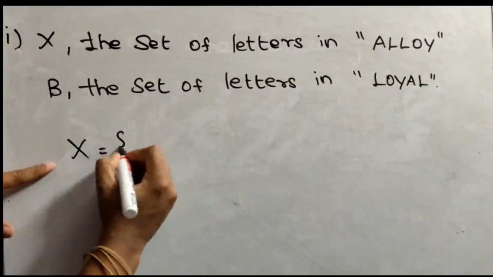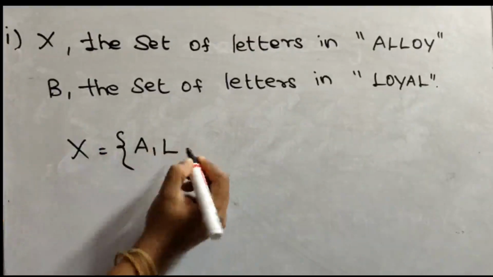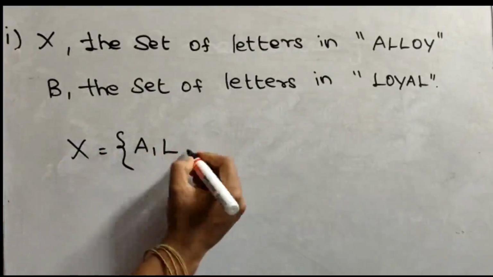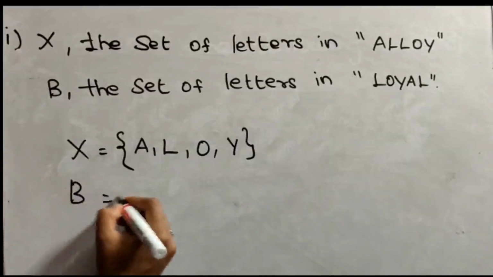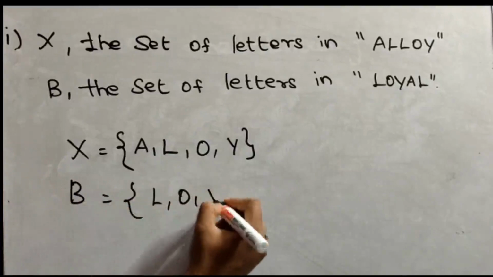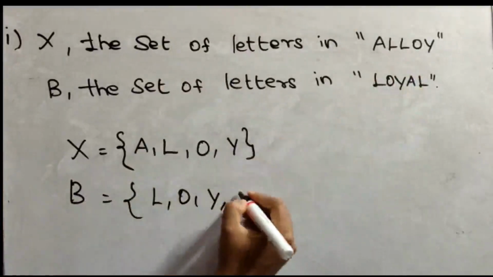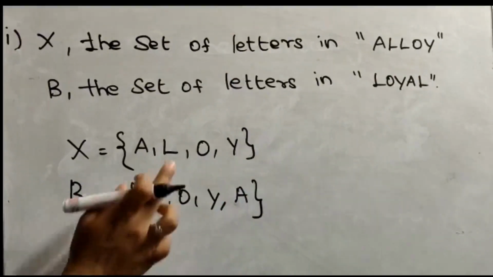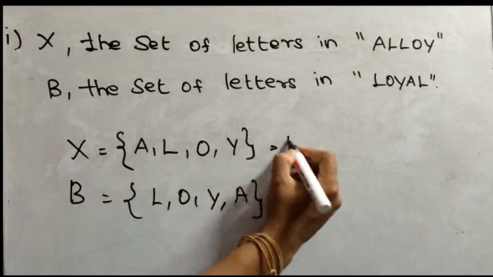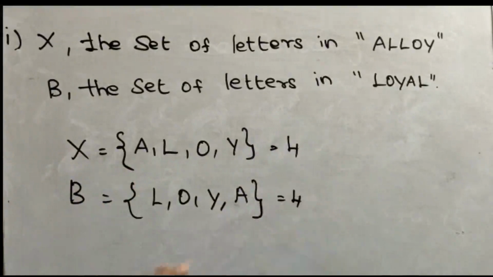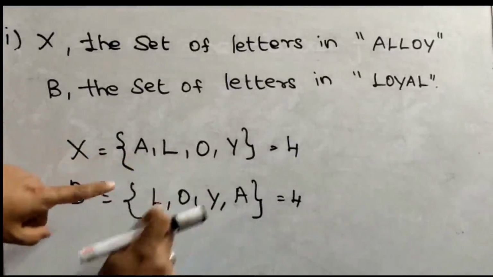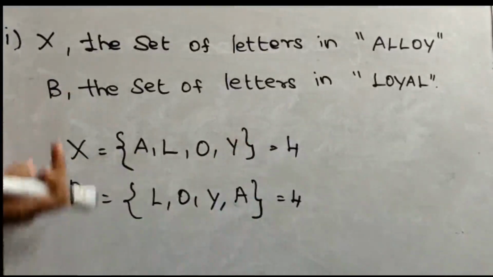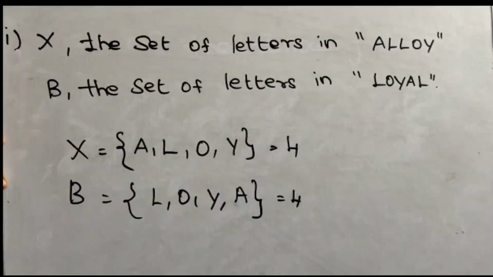What is set X? X is A, L, and since we are not supposed to repeat the element, then O, Y. This is our X set. Now what about the B set? L, O, Y. We are not supposed to repeat L again. The number of elements in X set is 4, and in B the number of elements is 4. Are the X set elements there in B? Yes, they are. A is there, L is there, O is there, Y is there. Therefore, these two sets are equal.